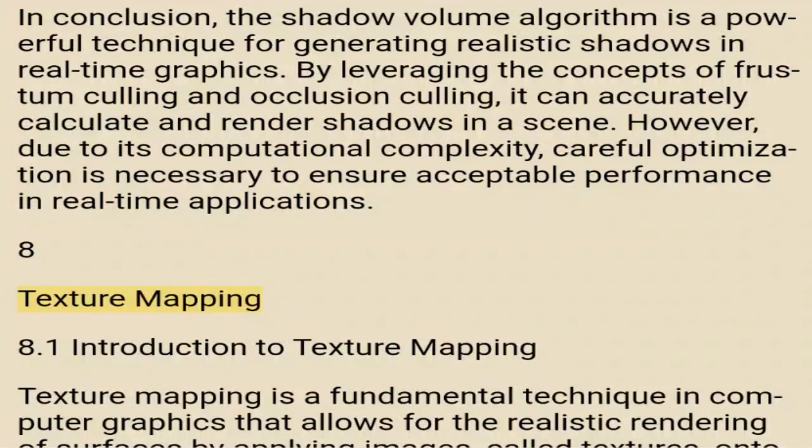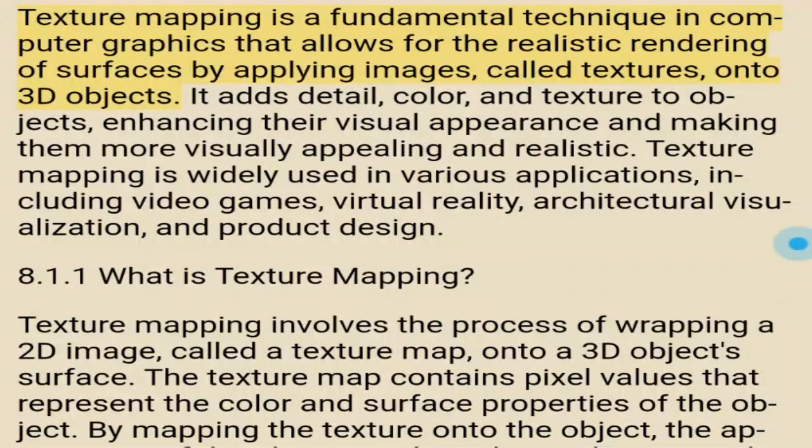8. Texture mapping. 8.1 Introduction to texture mapping. Texture mapping is a fundamental technique in computer graphics that allows for the realistic rendering of surfaces by applying images, called textures, onto 3D objects. It adds detail, color, and texture to objects, enhancing their visual appearance and making them more visually appealing and realistic.